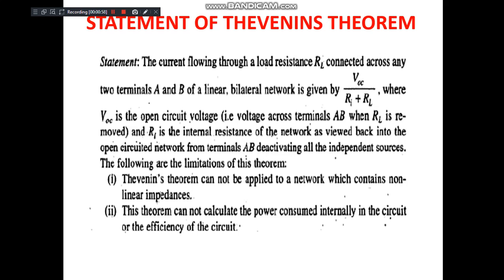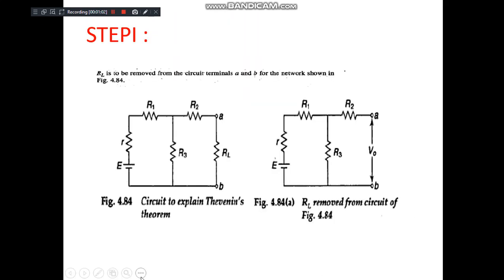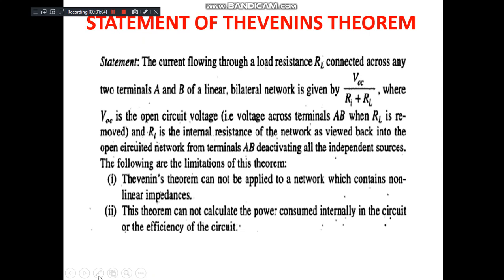So here we have some limitations. The first one is that Thevenin's theorem cannot be applied to a network which contains non-linear impedances, and this theorem cannot be used to calculate power consumption internally in the circuit or the efficiency of the circuit. In this, the main important thing is a linear bilateral network.